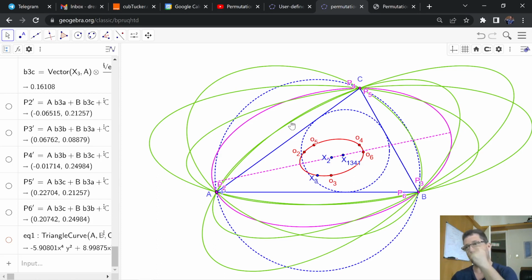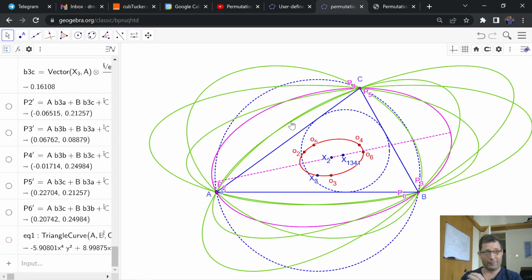Okay, so the next question, and this is the other beautiful remark here, and I want to thank both Bernard Gibert for contributing an enormous sextic, which I'm going to be using here, and Peter Moses for giving me an implementation of the sextic here on GeoGebra.